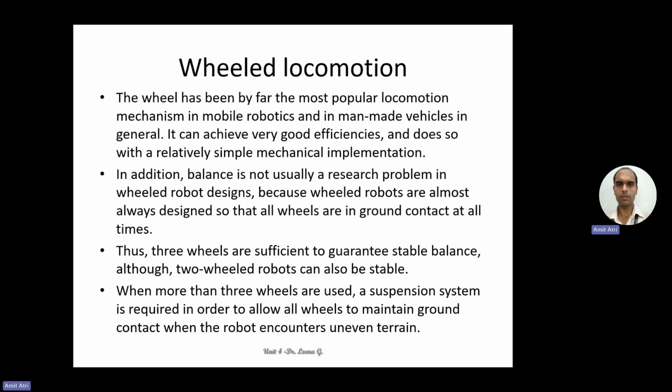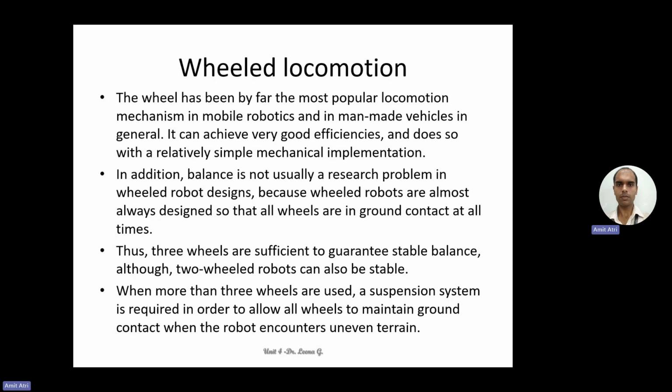In addition, balance is not usually a research problem in wheeled robot design, because wheeled robots are almost always designed so that all wheels are in ground contact at all times. So continuously there is ground contact, and stability is far better. Thus 3 wheels are sufficient to guarantee stable balance, although 2-wheel robots can also be stable. Here also, a higher number of wheels ensures better stability. A 3-wheel robot is considered sufficiently stable; satisfactorily, we can reduce the stability problem.